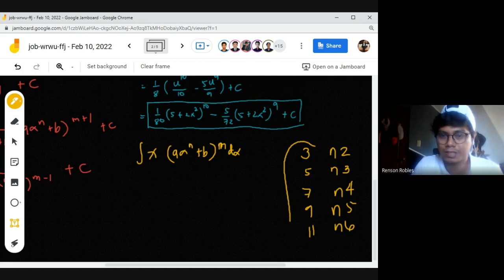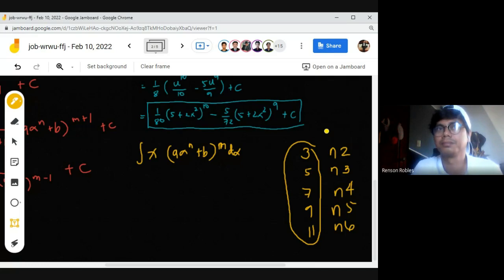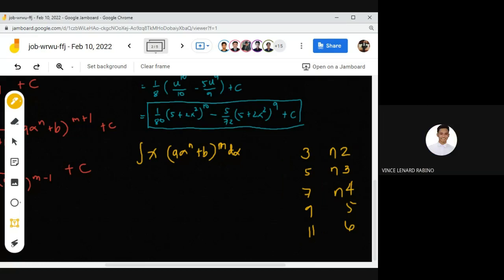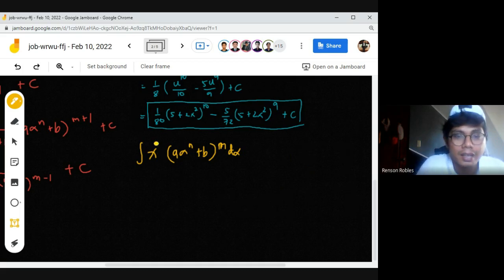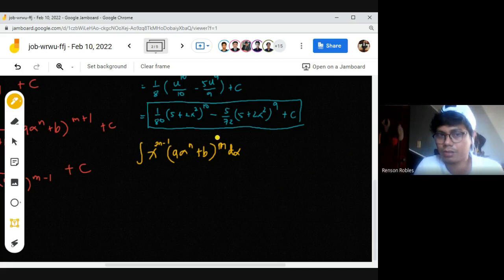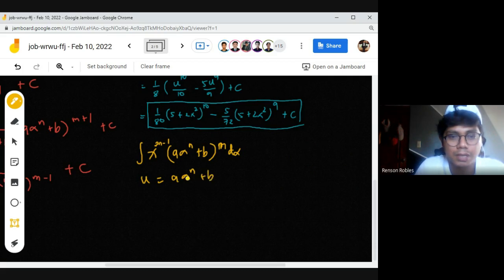Now, if this is n, how do you express this 3, 5, 7, 9, 11 in terms of n? 2n minus 1 po. That's n plus n minus 1. That's 2n minus 1. This is 2n minus 1. And then, ito yung i-integrate natin. From here, I will let u be equal to ax raised to n plus b.